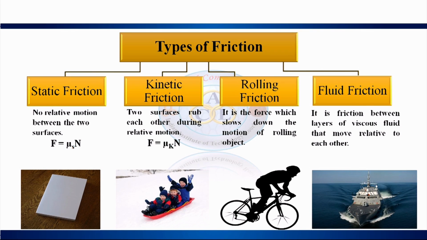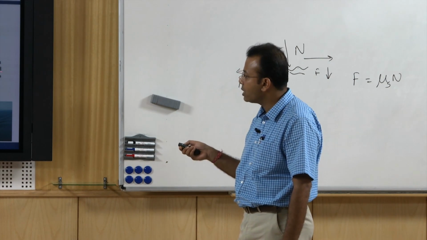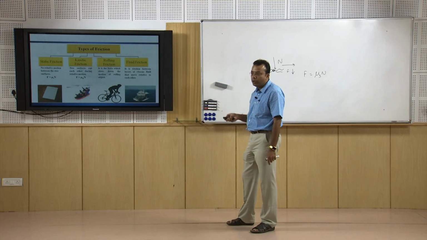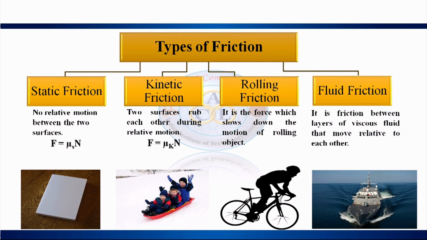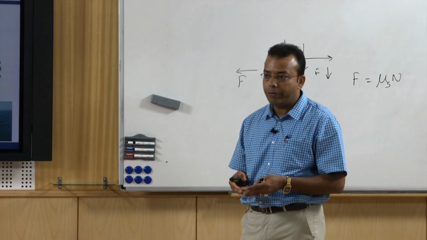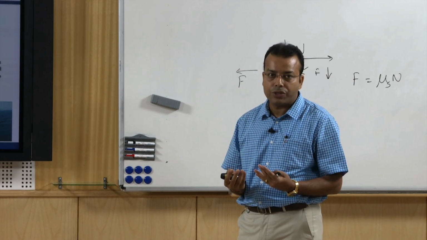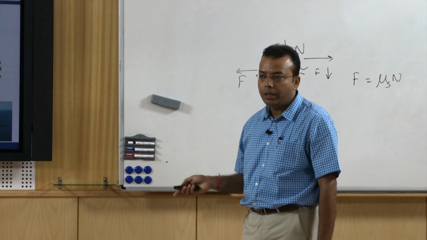And the last one is the fluid friction. Fluid friction is the friction which deals with the motion of a particular fluid in some medium. It is the friction between layers of viscous fluid that move relative to each other. Suppose a ship is going through water, or in our body when blood is going through a vessel, it is creating a certain kind of friction. Whatever friction is generated due to that fluid is known as fluid friction.